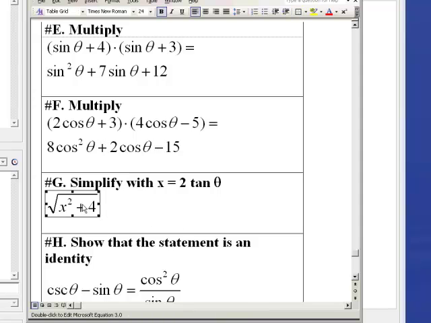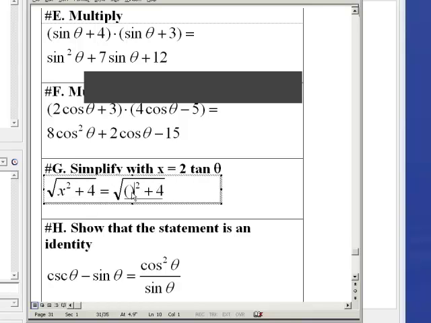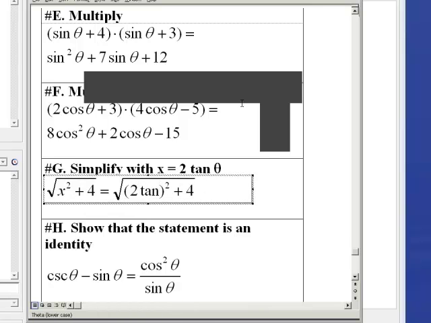We have square root of x squared plus 4, and we're supposed to simplify that by using x equals 2 tangent theta. I'm just going to double check this one here. Then I have the correct problem, and I sure do. So I'm going to rewrite this here. But now I'm supposed to plug in here 2 tangent theta.